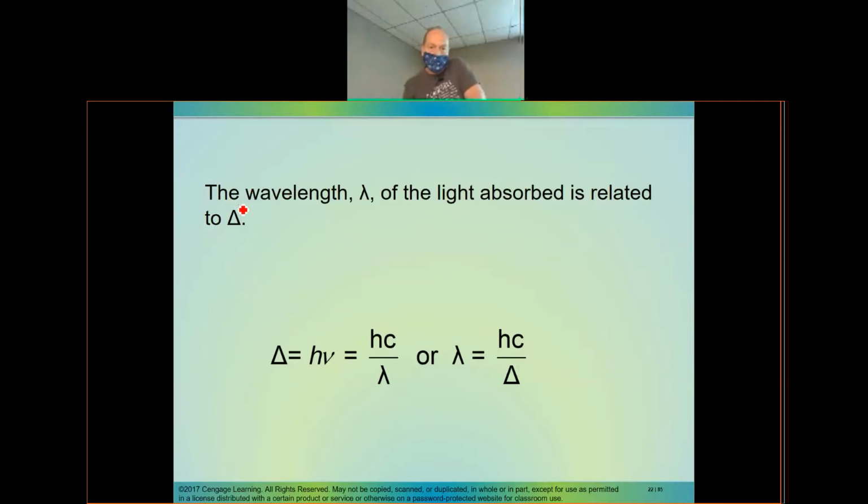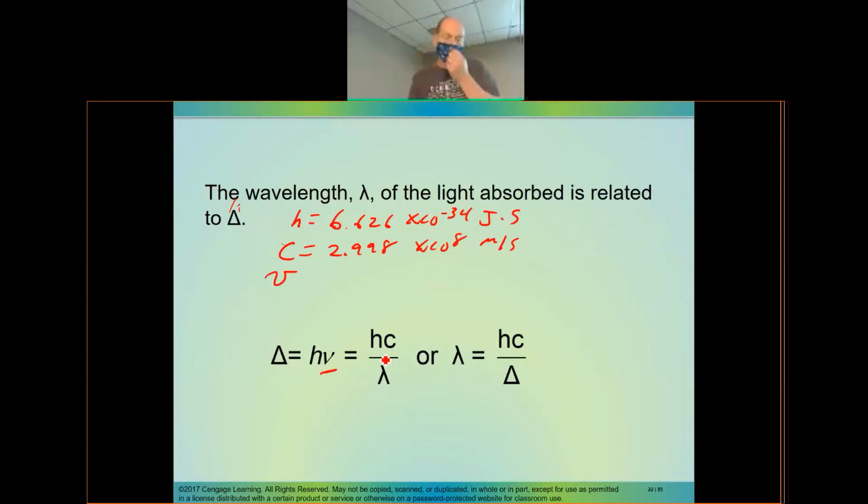Remember, h is Planck's constant, 6.626 times 10 to the minus 34 joules times seconds. c is your speed of light, 2.998 times 10 to the 8th meters per second. Your nu, this is nu, that is not v, that is your frequency, and that is in 1 over seconds, or hertz. Hertz is 1 over seconds.